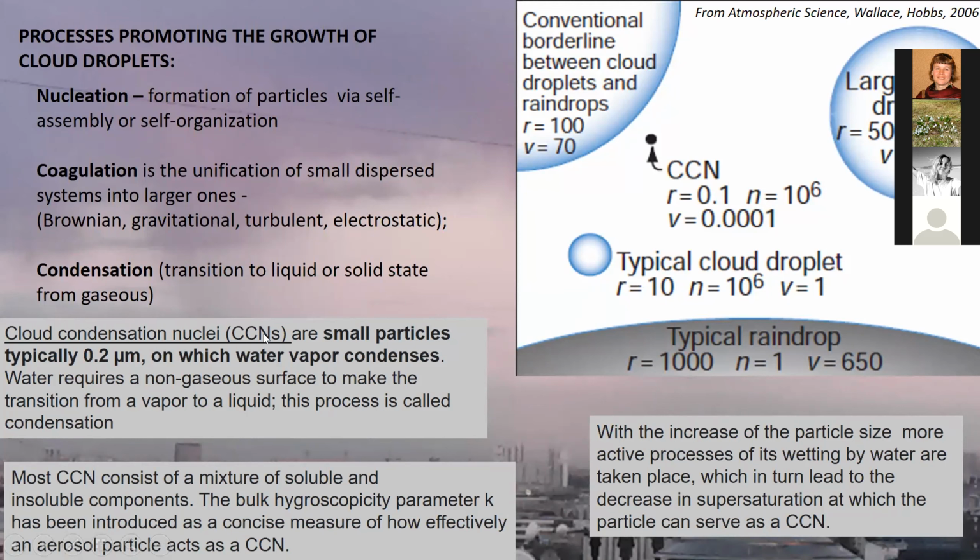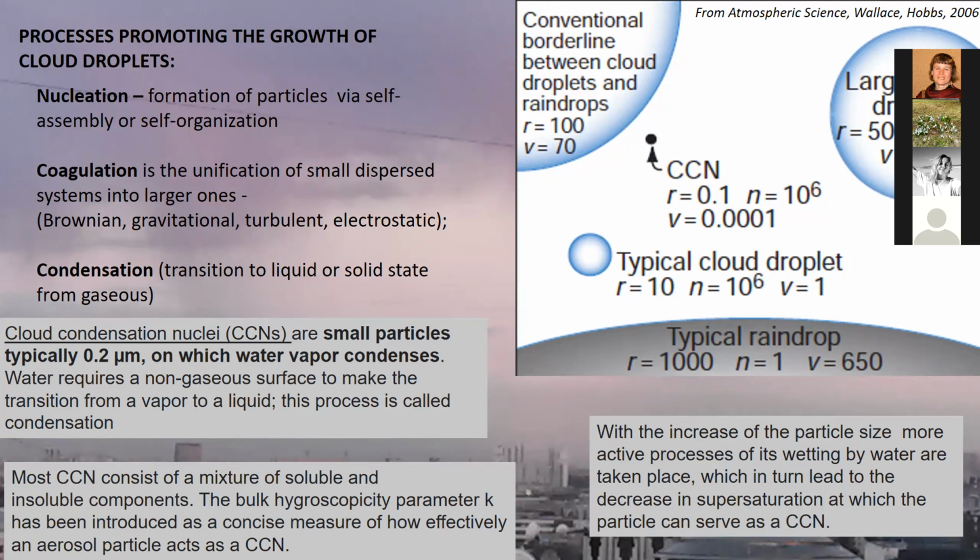So the CCNs consist of a mixture of soluble and insoluble components, and the bulk hygroscopicity parameter is introduced as a concise measure of how effectively an aerosol particle acts as a CCN. With the increase of the particle size, a more active process of its wetting by water takes place, and this in turn leads to a decrease in the supersaturation in cloudiness at which the particle can serve as a CCN.